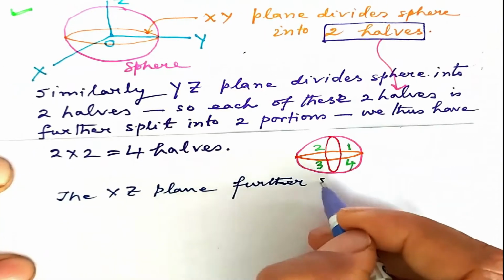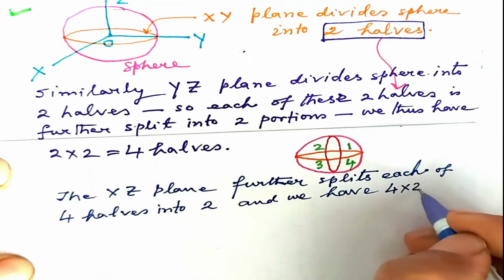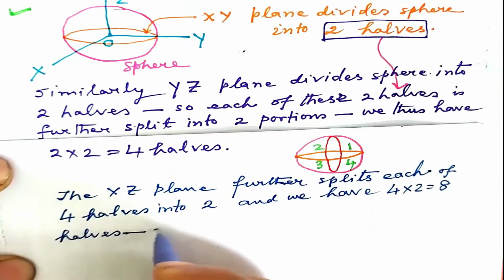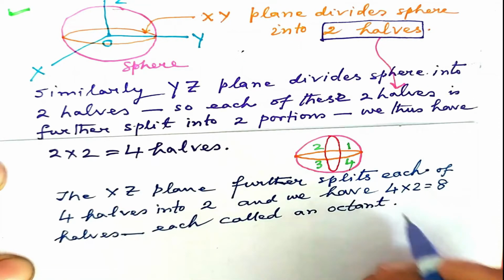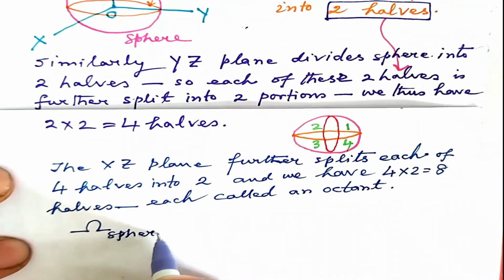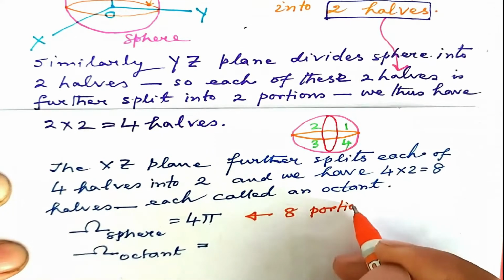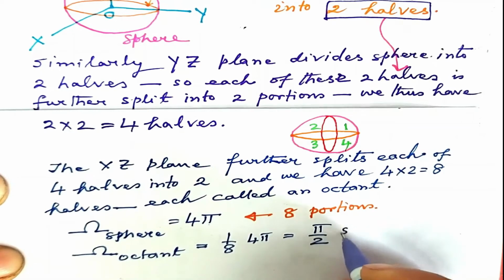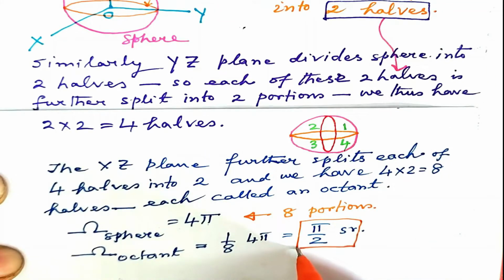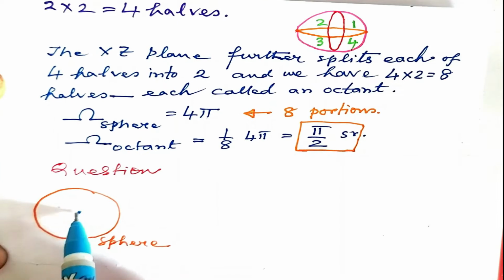The xz plane further splits each of the 4 halves into 2, and we have 4 into 2 equal to 8 halves or portions, each called an octant because each corresponds to 1/8 portion of the sphere. As omega sphere equal to 4 pi, so omega octant, this is made by 8 portions, hence this is 1/8 of 4 pi equal to pi by 2 steradian. This is the answer. This is the solid angle subtended by octant at center of a sphere. Next question. Consider this sphere. C is center.